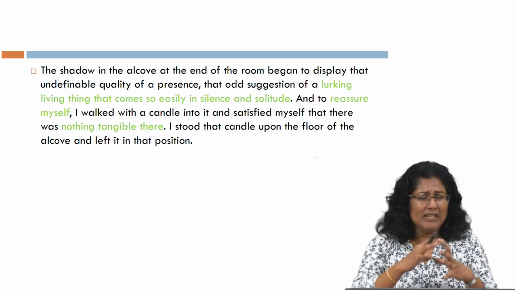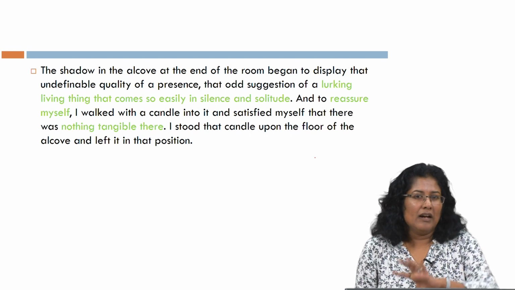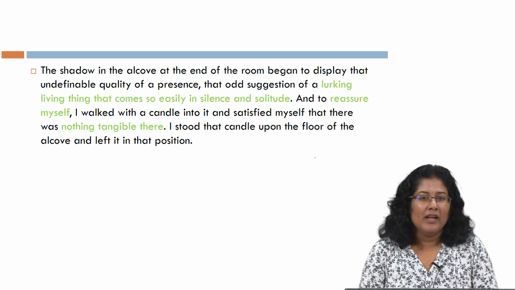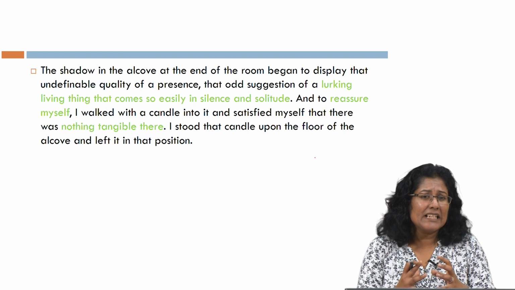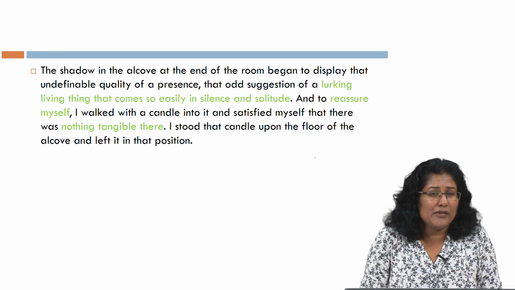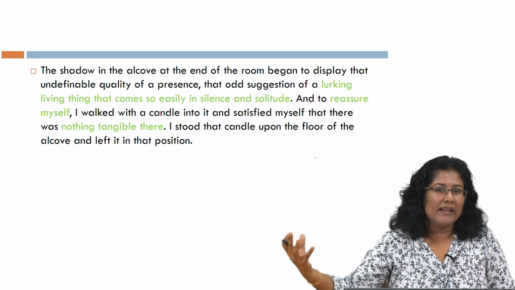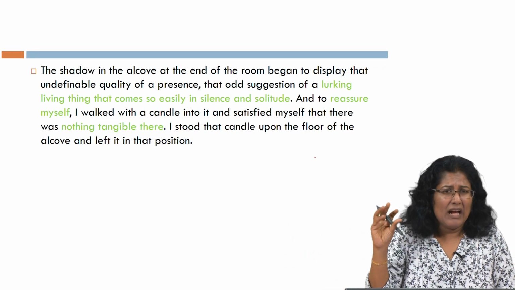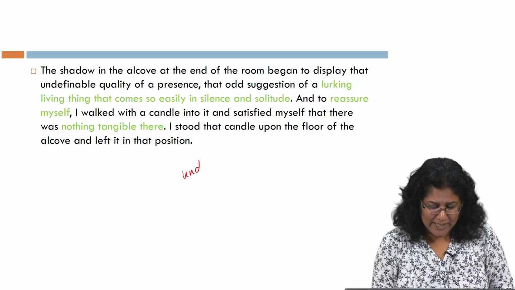So despite the fact that he has armed himself with a revolver or barricaded himself by pulling out a table in front of him, he's still not confident that there is nothing in the room except him. Why? Because there is the shadow in the alcove at the end of the room, and he feels that there is some kind of undefinable quality. Again, the word undefinable keeps coming up.